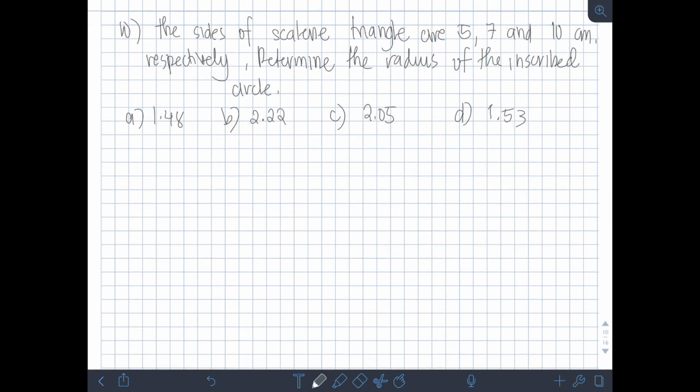Okay? Next, we have the sides of Isosceles Triangle are 5, 7, and 10 cm respectively. Determine the radius of the inscribed circle. Okay, so drawing natin. So, meron daw tayong Isosceles Triangle. Tapos, meron tayong inscribed circle. So, let's say ito yung center ng circle. So, ano raw yung radius ng circle given that yung side ng Isosceles Triangle ay 5, 7, and 10.